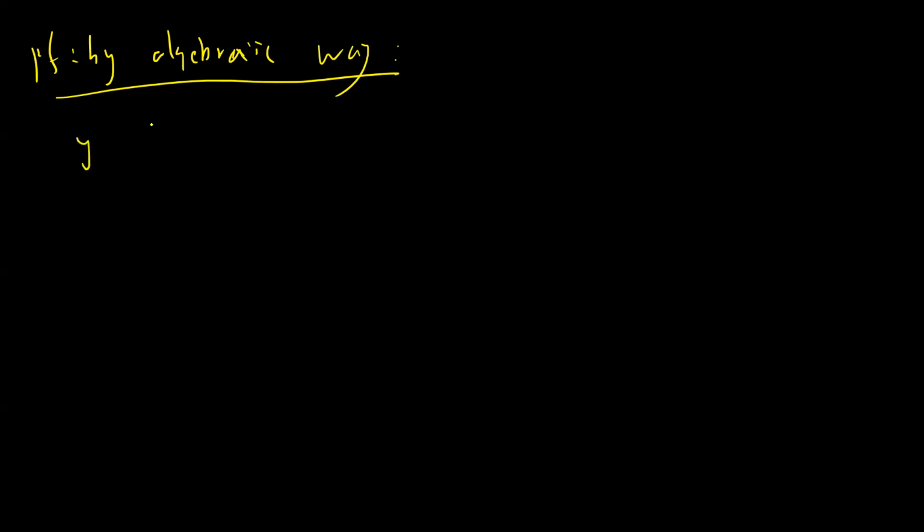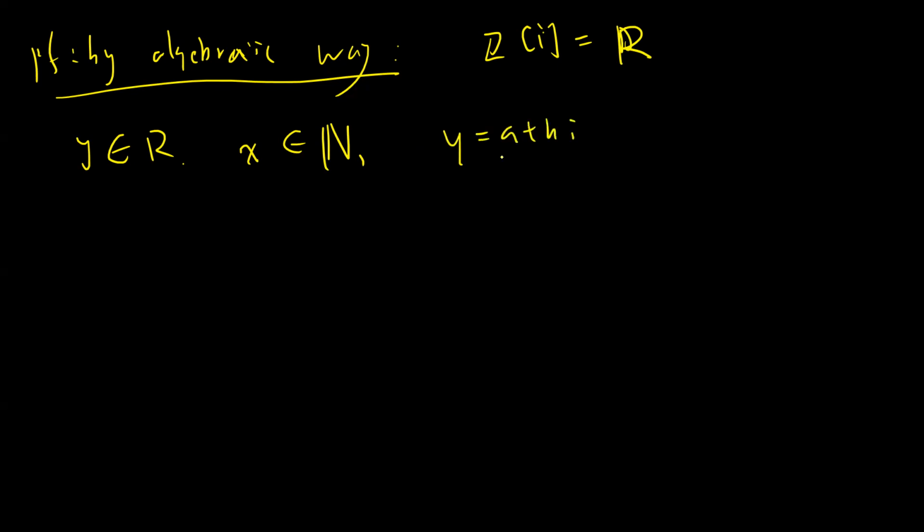Let me give a notation called R for the ring. Take y in R, and x is just a positive integer. Suppose y equals a plus bi, then we can use the division algorithm to write a to be un plus u1, and b to be vn plus v1, where u1 and v1 are integers.